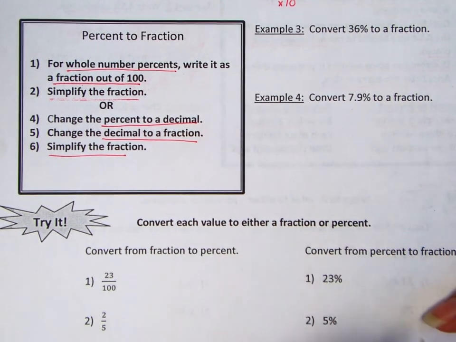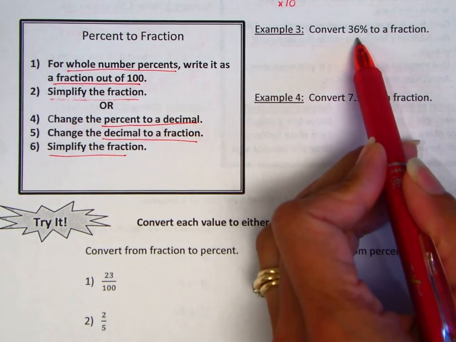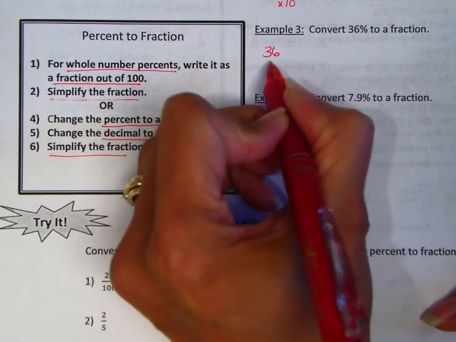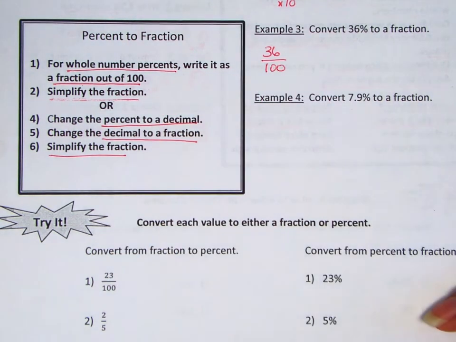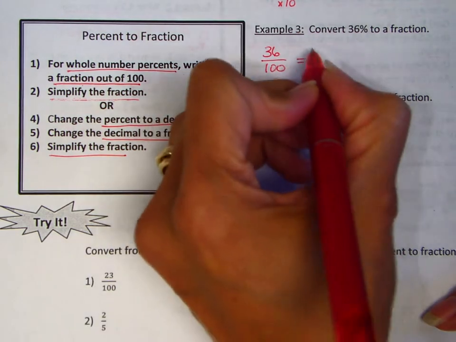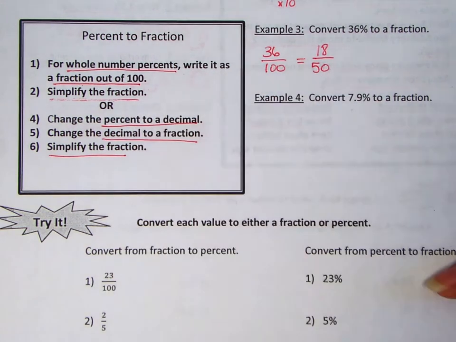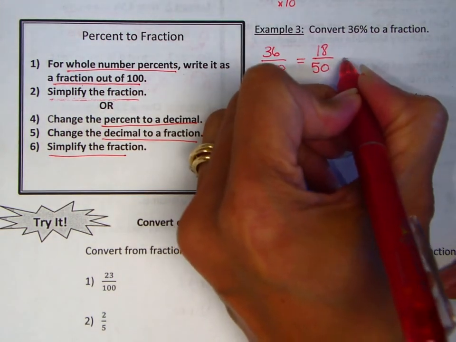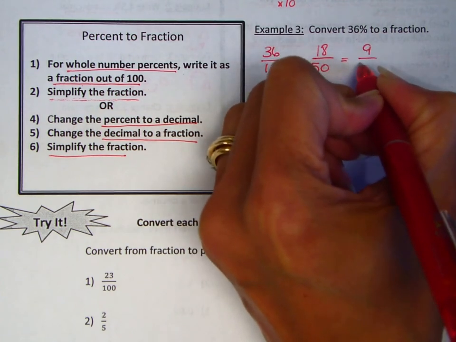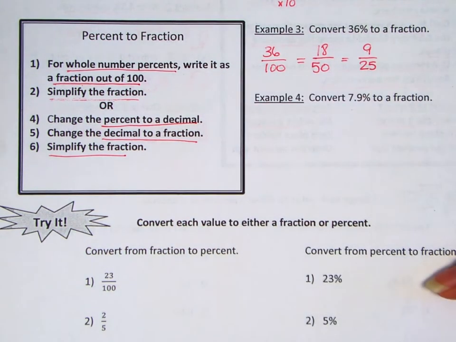We have 36%. That is a whole number. So I can simply write that 36 out of 100. And I know I need to simplify that fraction. So we need to divide the numerator by 2 and the denominator by 2. Again, I can simplify it a little bit more to 9/25. So 36% is equal to 9/25.